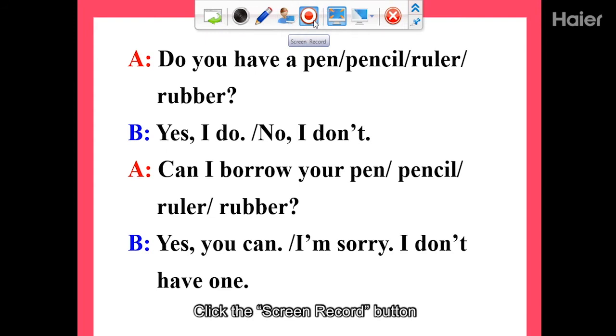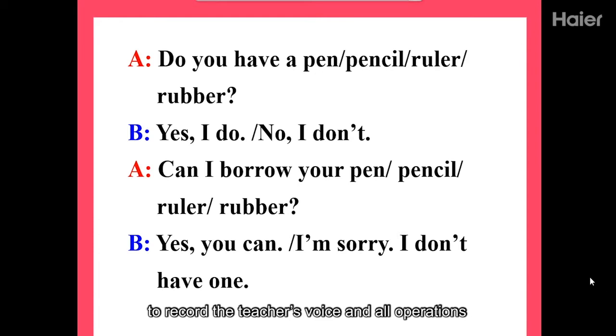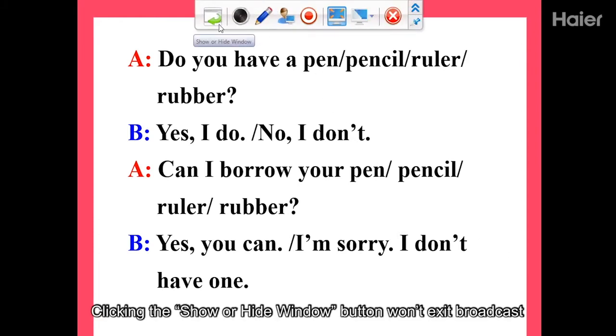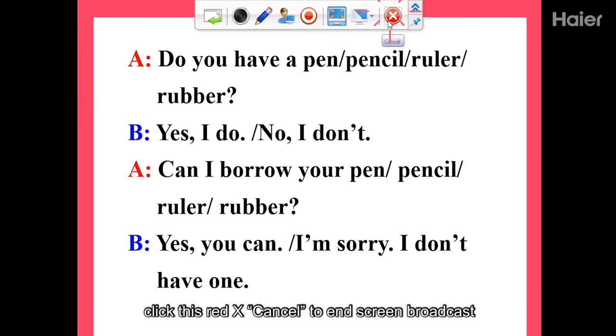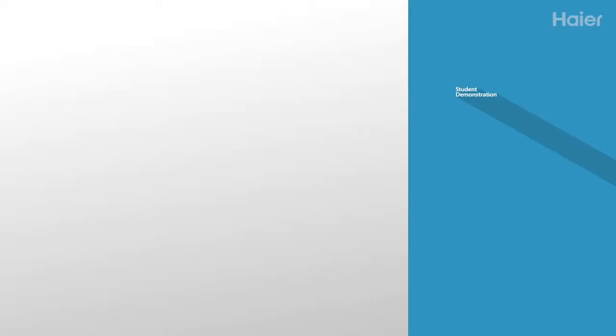Click the Screen Record button to record the teacher's voice and all operations. Clicking the Show or Hide window button won't exit broadcast. Click this red X, Cancel, to end screen broadcast.